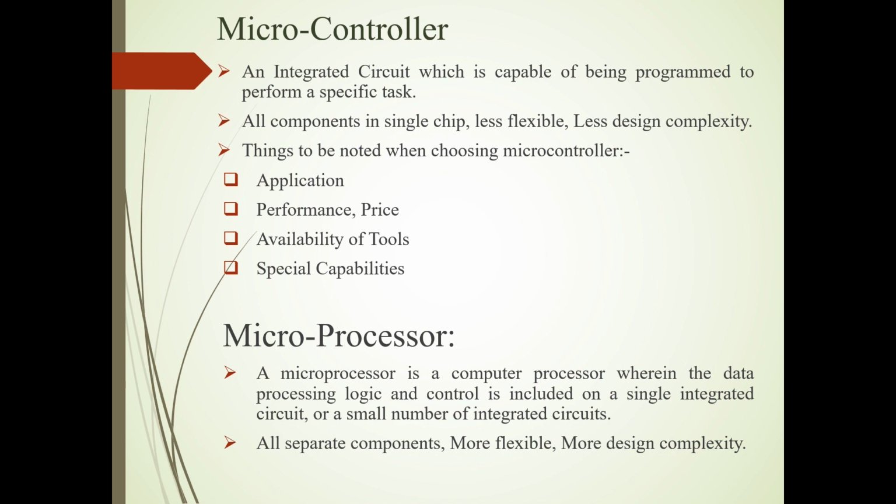Now the things to be noted when choosing a microcontroller. There are some particular parameters that we need to know before choosing our microcontroller for our application, like the application performance, microcontroller price, availability of the tools, and special capabilities. Then we learn about the microprocessor. So what is a microprocessor?